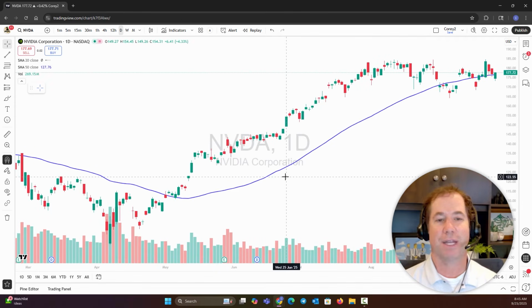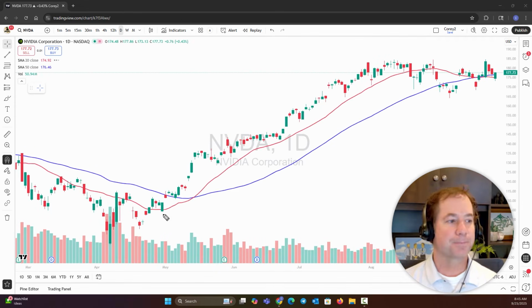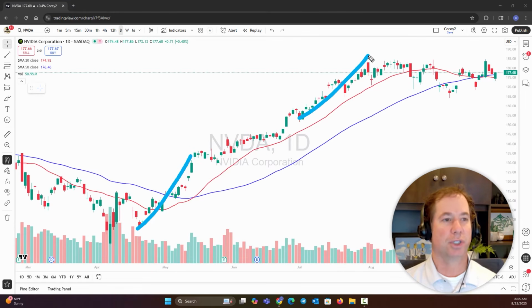So if we look at NVIDIA, if you are to compare it to the moving averages and look at the price action, you can see the breakout point and you can start to see the exhaustion levels, right?